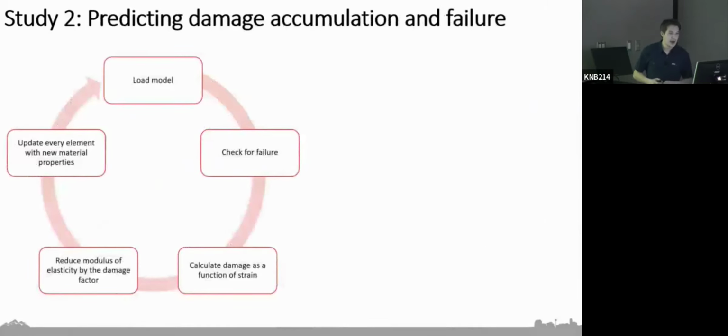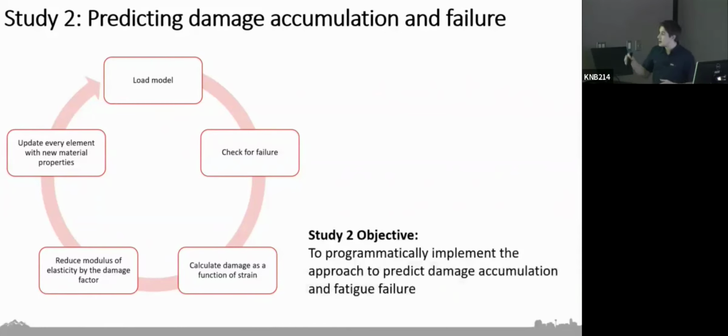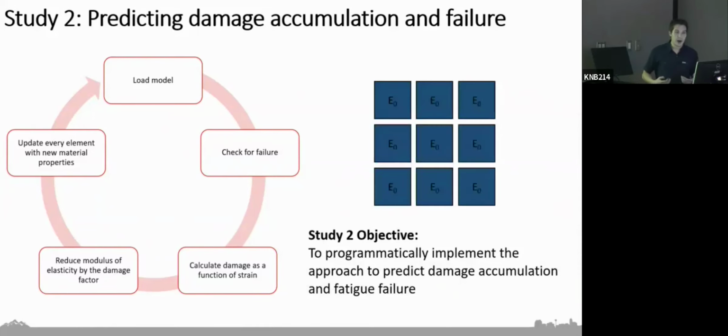Now we can return back to our second study, the study to predict the damage accumulation and fatigue failure of bone. Our objective in this study was to programmatically implement this approach that we've been talking about there on the left to predict that damage accumulation and fatigue failure. As a bit of a reminder of this process, if we zoom in on an element level, looking really close at these elements in the model, we're just assuming that they're squares there. Each one of these elements will have that initial elastic modulus that we've applied using that density modulus relationship.